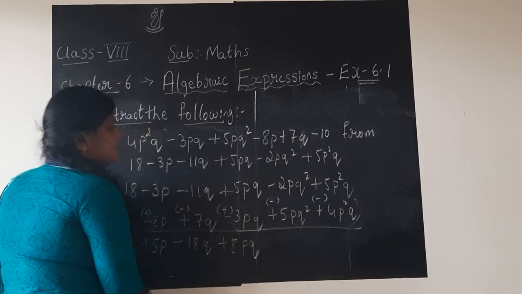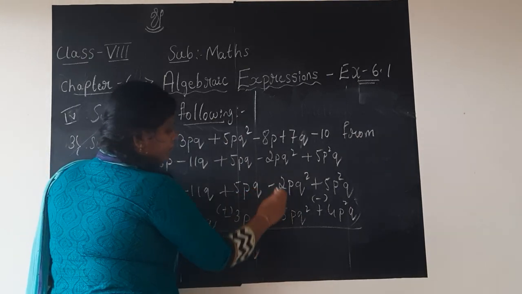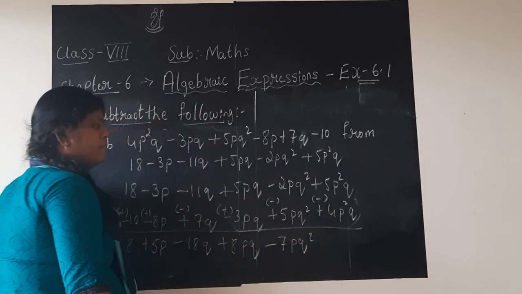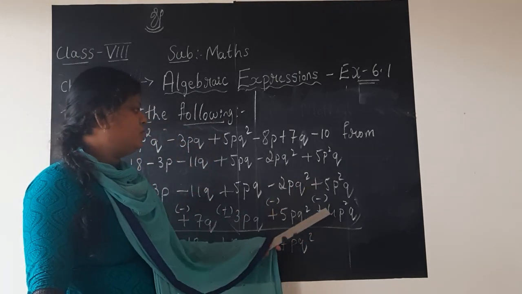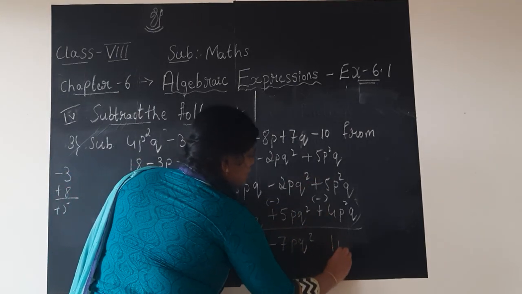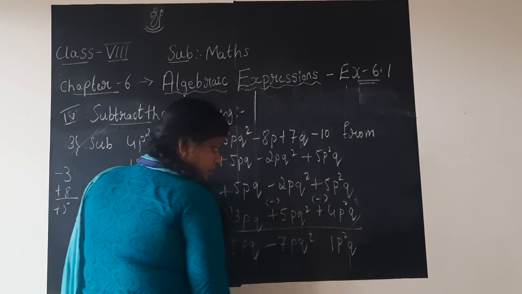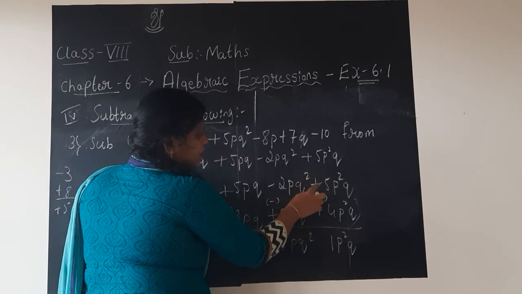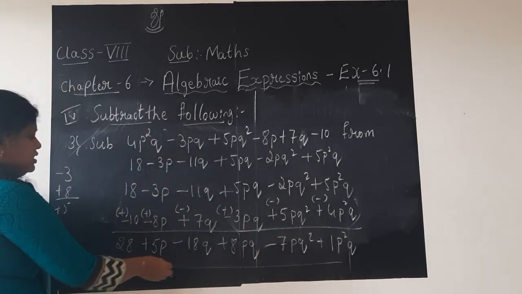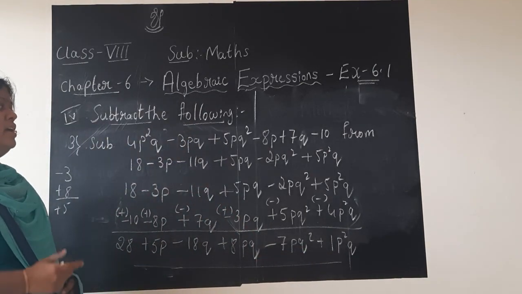pq as it is. Minus 2 minus 5: 5 plus 2 is 7, pq square. Which sign? Minus sign. Plus 5p square q cube, minus 4p square q cube: minus means subtract. 5 minus 4 is 1p square q cube. Which sign? The greater number's sign. 5 is greater than 4, and 5 has the plus sign. So this is the answer.